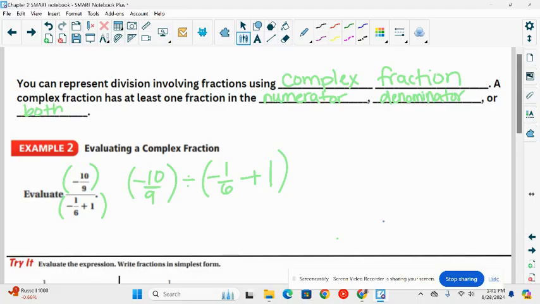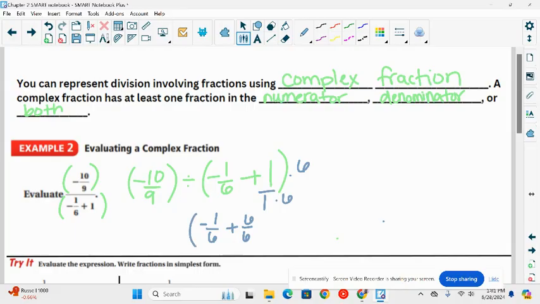Common denominator. Well, I don't have a denominator to begin with, so I'm going to make one. And then what's our common denominator going to be? We're going to multiply by 6, top and bottom. So I've got -1/6 plus 6/6.